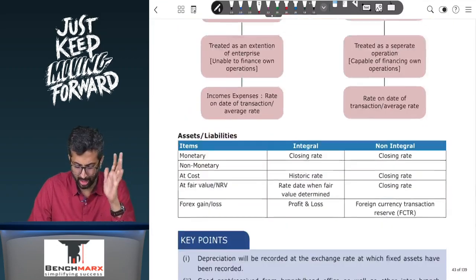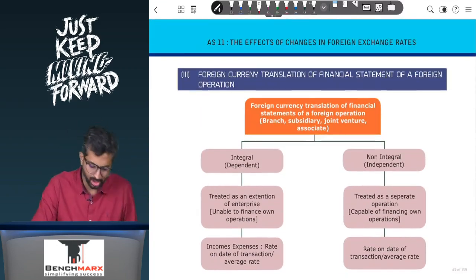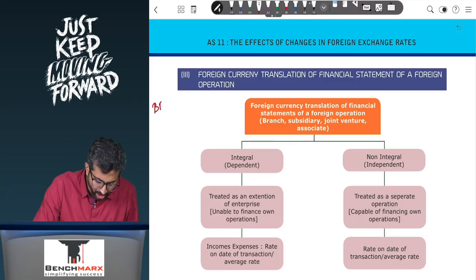So this is regarding forward contracts. And the last over here is on something called foreign operation.